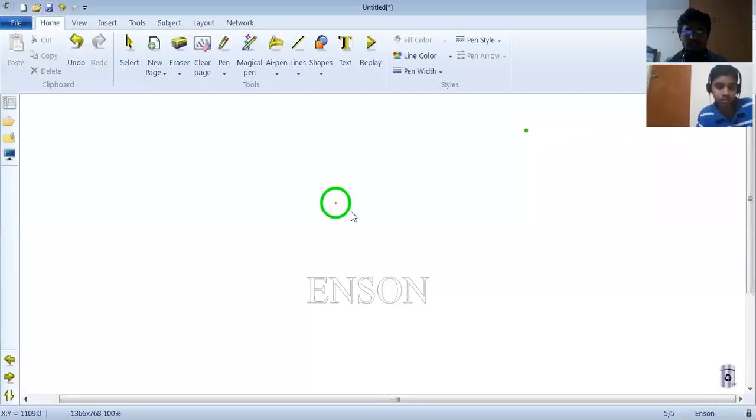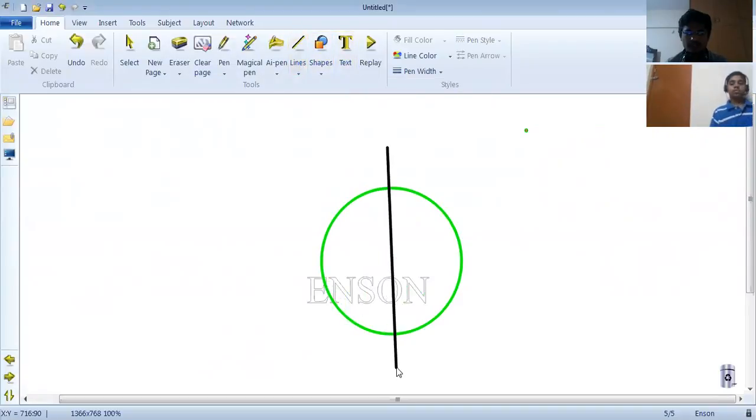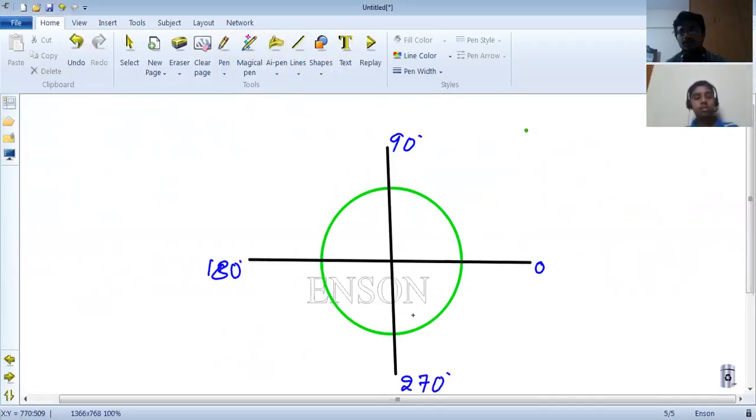Now just construct a circle, which will be the unit circle. Already we will consider this, and this is the axis representation. As I already told you, this is the first quadrant, 0 degrees to 90 degrees. 90 to 180 will be the second quadrant, 270 the third, and 360 degrees, so this will be the fourth quadrant.